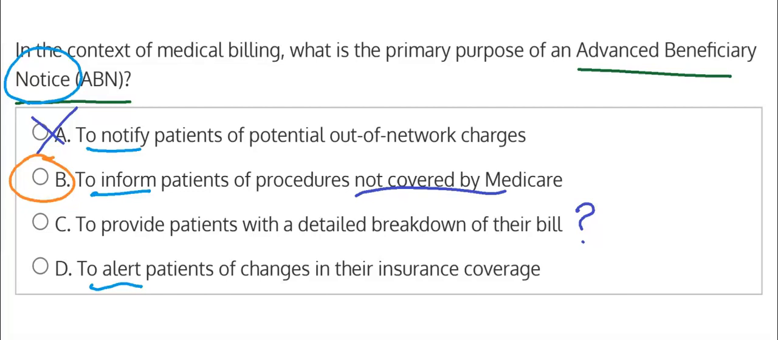Option C says to provide patients with a detailed breakdown of their bill, and that would be nice, but that's actually not what the advanced beneficiary notice is, so we can eliminate that. And then option D says to alert patients of changes in their insurance coverage, and that's not what it is either. So option B here is the correct option.